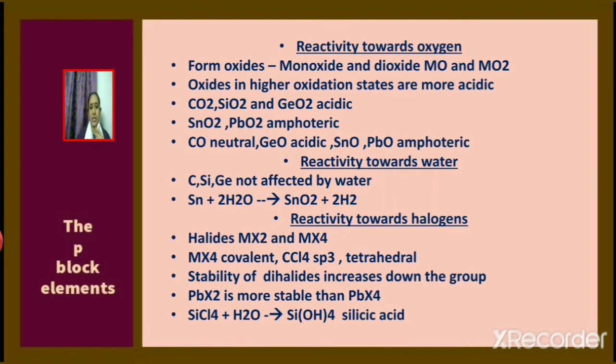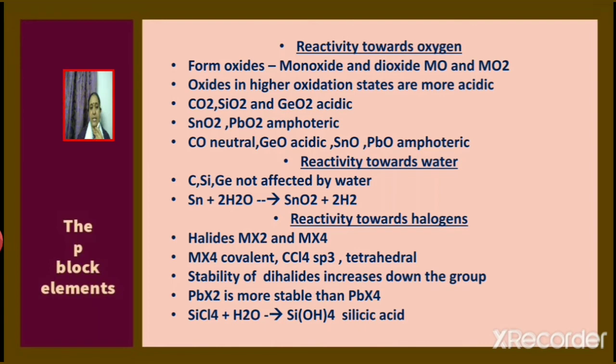Reactivity towards halogens. Group 14 elements react with halogens and form 2 different halides of the formula MX2 and MX4. So they form both dihalides and tetrahalides. MX4 is covalent in nature. For example, carbon tetrachloride. In carbon tetrachloride, carbon is in an sp3 hybridized state and the shape of carbon tetrachloride is tetrahedral. Stability of dihalides increases down the group. PbX2 is more stable than PbX4.